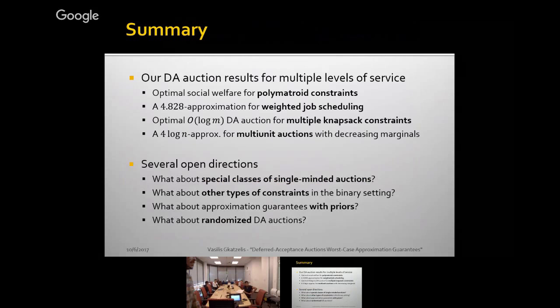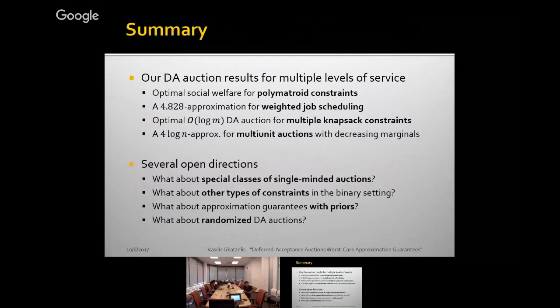Okay, and this is my last slide. To summarize, apart from the first part where I talked about the single-minded, there's a bunch of results I didn't show about the limitations, that you cannot get more than a logarithmic and so on. There's a lot of results in both papers I didn't mention. Some of the results in this more recent one that I didn't mention: I mentioned the polymatroid constraints and the job scheduling. I didn't mention that we also consider multiple knapsack constraints, and we get a logarithmic, which in fact is optimal. We also consider, back to Arniak's question, single parameter.